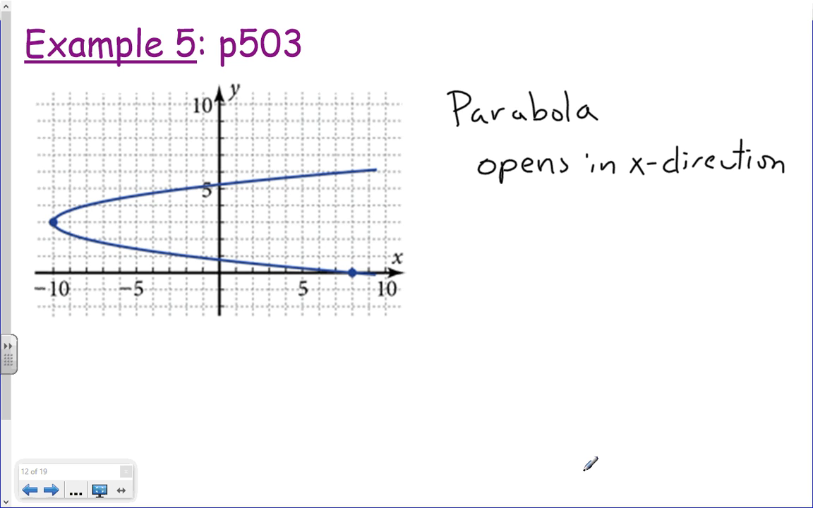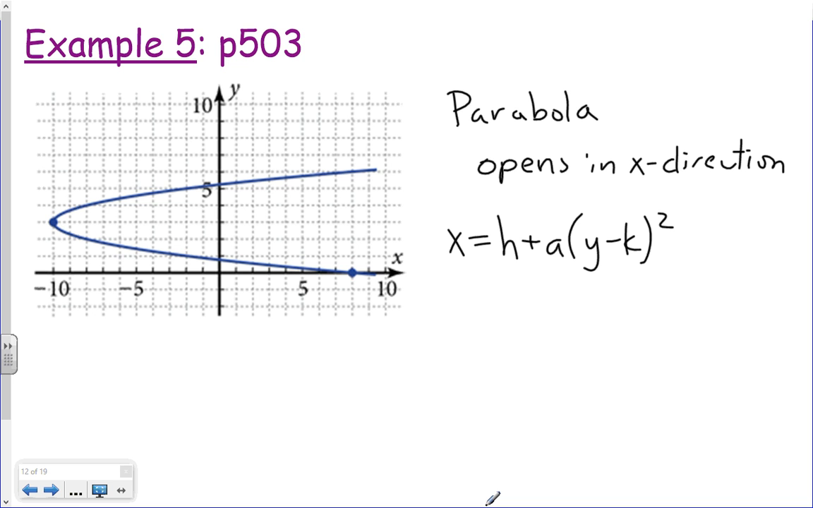I know my equation for a parabola that opens in the x direction is x is equal to h plus a times y minus k squared. So I've got 3 things defined here. I need an h and a k and an a.